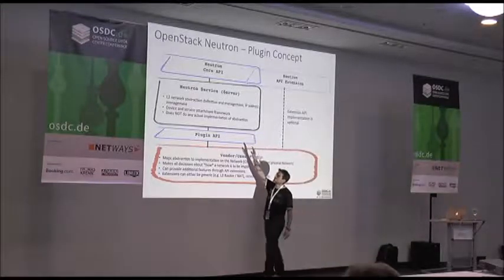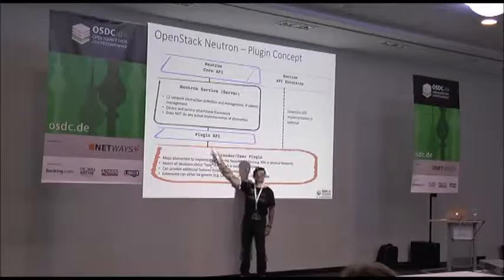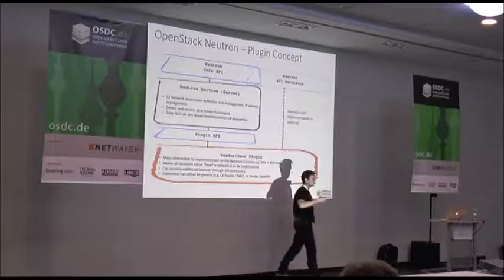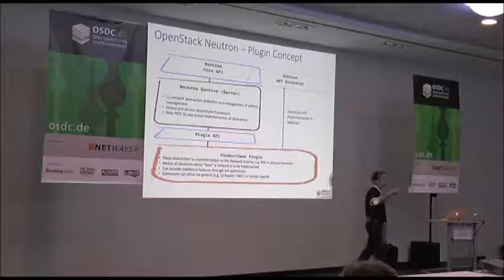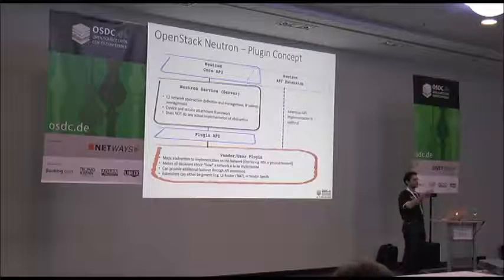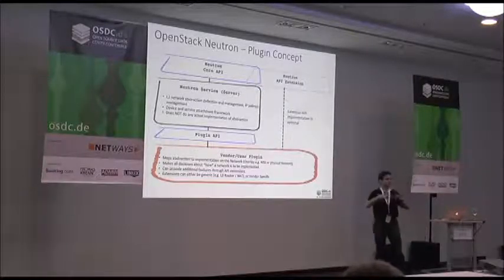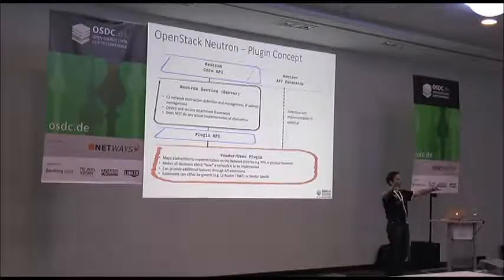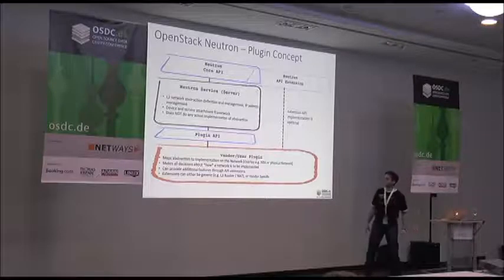So the Neutron server then speaks to the plugin, a so-called Neutron plugin, and that Neutron plugin knows what it takes to build such a layer 2 network. What do I need to do? If I have a physical fabric, I might have to configure the physical fabric for the VLANs. If I use an overlay, I might have to instruct a controller to build up a dynamic tunnel overlay. And that's what happens in the plugin.